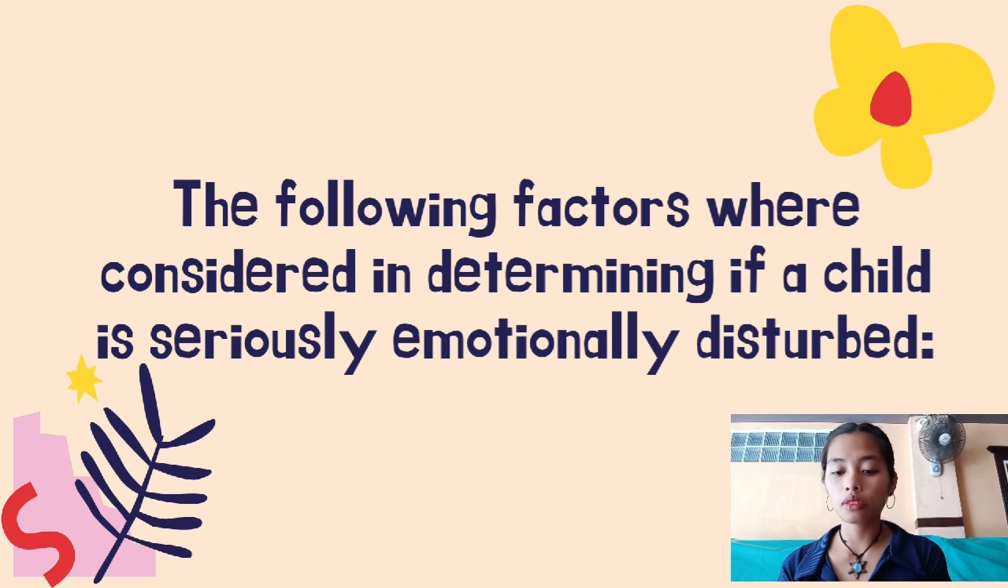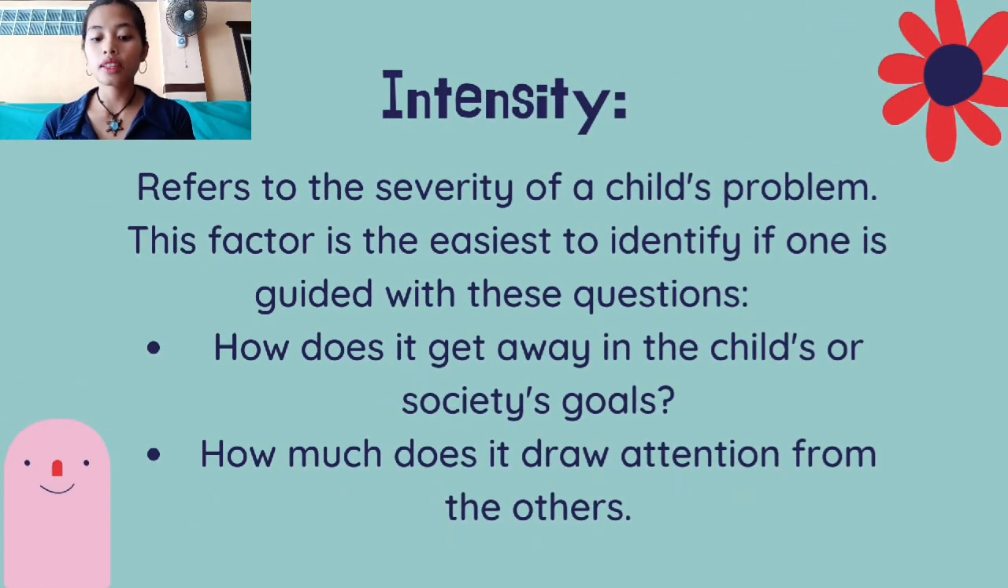So there are three factors to consider in determining if a child is emotionally disturbed. First is intensity, second is pattern, and third is duration. So what is intensity? Intensity refers to the severity of the child's problem. This factor is the easiest to identify if one is guided by the following questions. How does it get in the way of the child's or society's goals? How much does it draw attention from others?